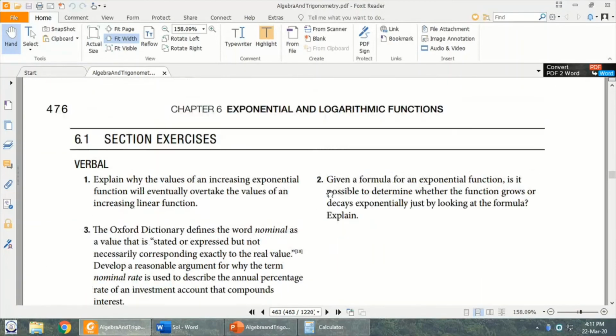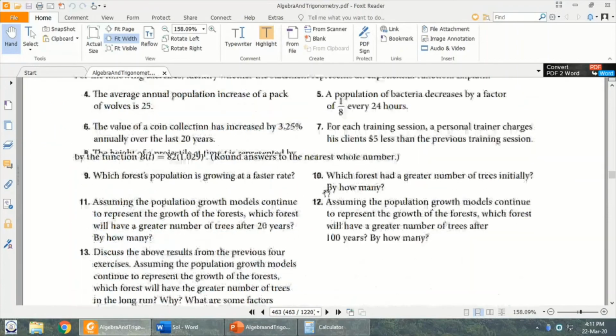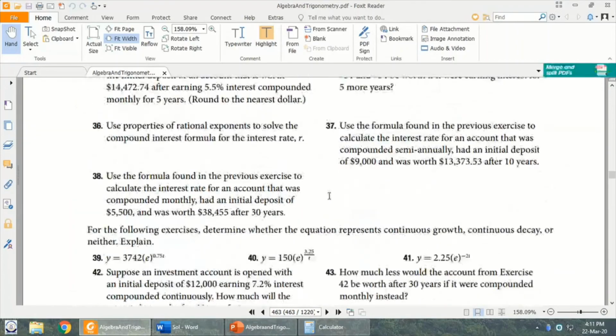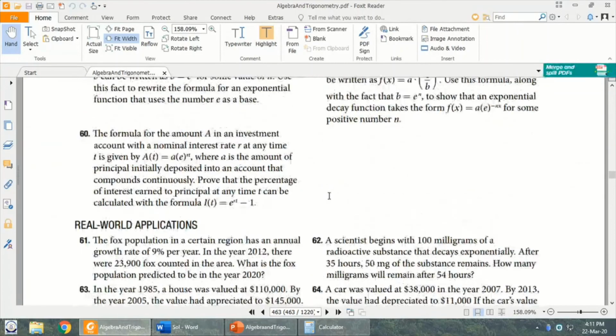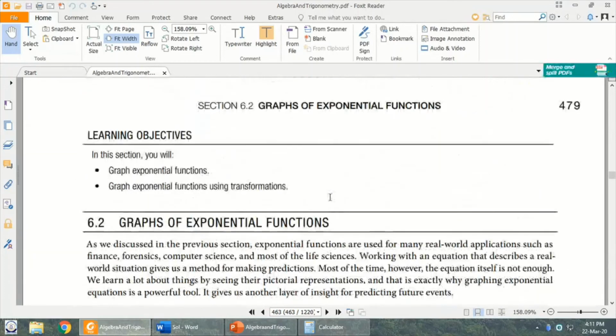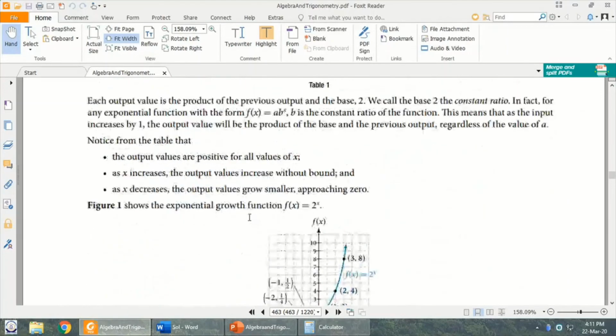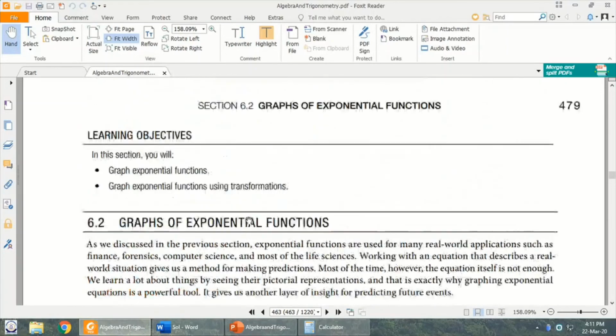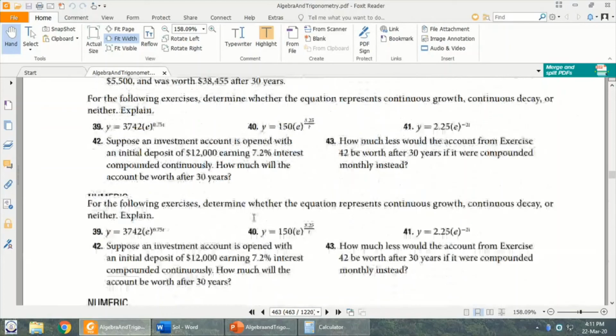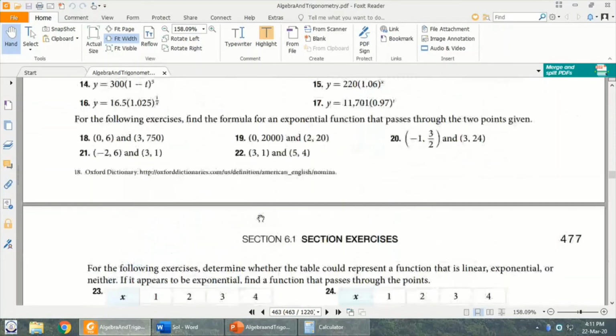Now this section is 476, so basically from 463 to 476, 77, and 78, you have a number of questions. And then we're going to be doing the next part, which is the graphs of exponential functions. To some point, we've already covered this. I'm going to be doing the log side. Let's just look at a few questions.